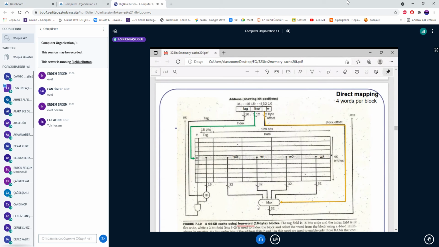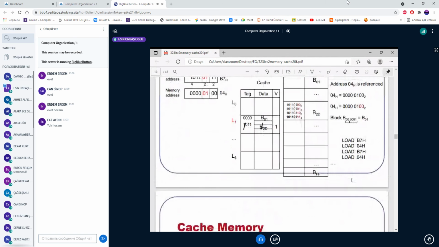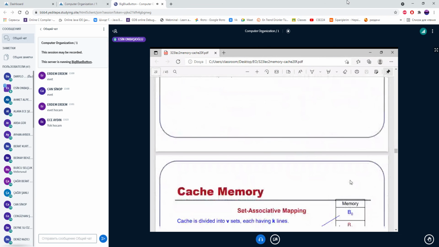How does it work? The word field is 2 bits. There are 4 words, so there are 2 bits for selection. And there's a multiplexer here. You remember the multiplexer? The multiplexer has select inputs. If this word field is, let's say, 3, then words 0, 1, 2, 3 come to the multiplexer, but it will select only word 3 and send it to the CPU. So that is the basic hardware for direct mapping. Now let's see it for set associative mapping.